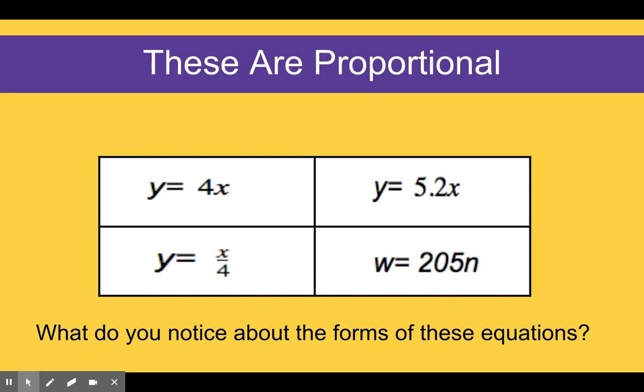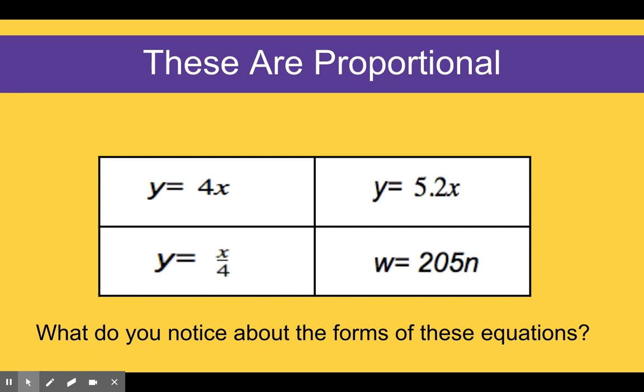So, in your conclusions, I'm hoping that you realize that all of these, even though the variables may not be the same, are still in the form of y equals kx. For instance, in the first one, y equals 4x, k would be 4. In the last one, w equals 205n, even though we're using the variables w and n, it's still similar to y equals kx. k would just be 205.